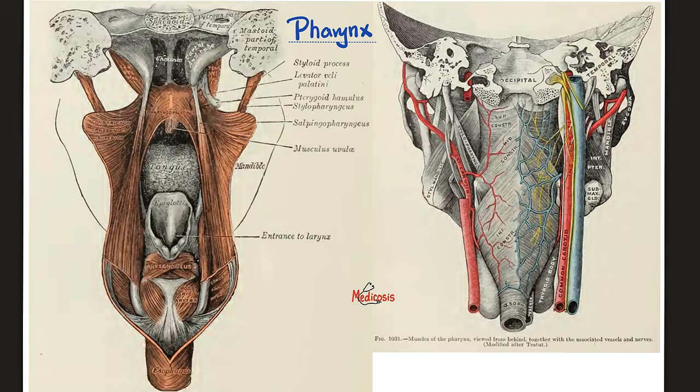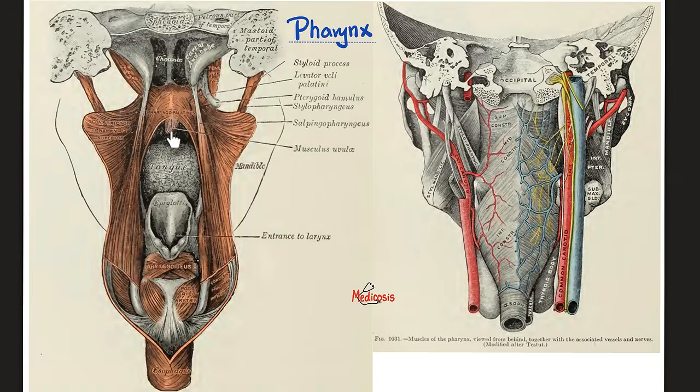Right here you see the superior pharyngeal constrictor muscle, and then middle and then inferior. After the pharynx we see the esophagus. This is the epiglottis, which lies on top of the thyroid cartilage. This is the entrance to the larynx. So behind the larynx we have the laryngopharynx. This is the back of your tongue.